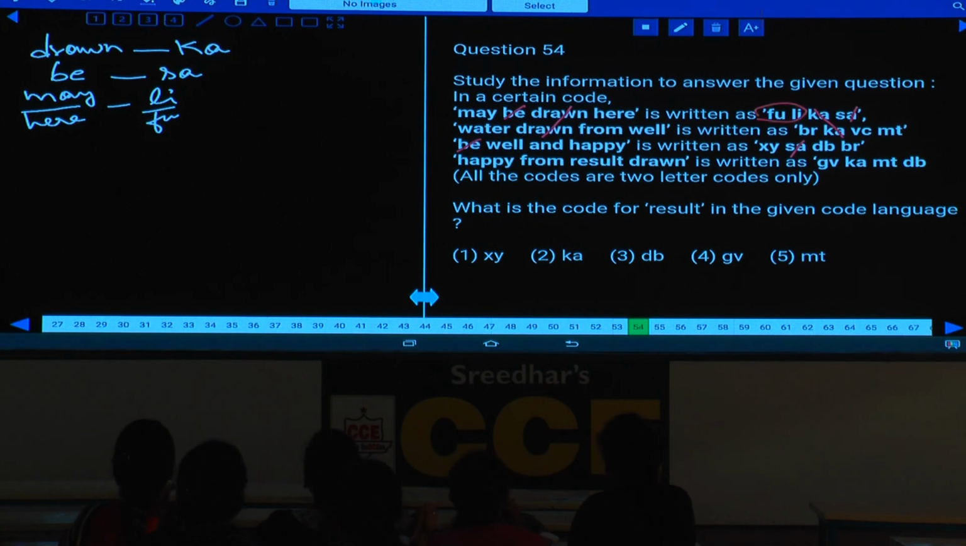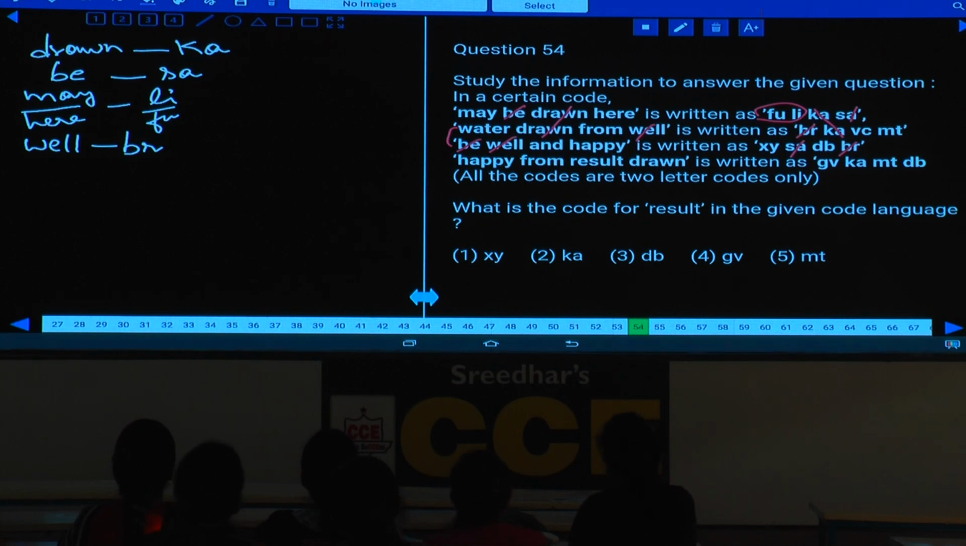Then compare the second and the third statements. If you compare these two, "water from well", well is the word which is common between these two. What is the code here? BR-VC-MT. BR is the code which is common. Hence the code to the word well is BR, isn't it?